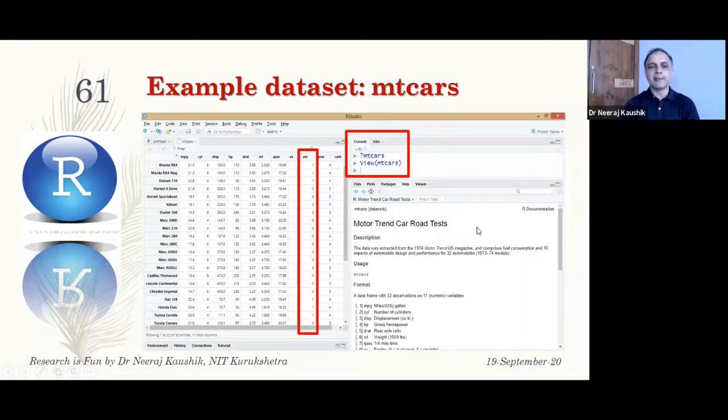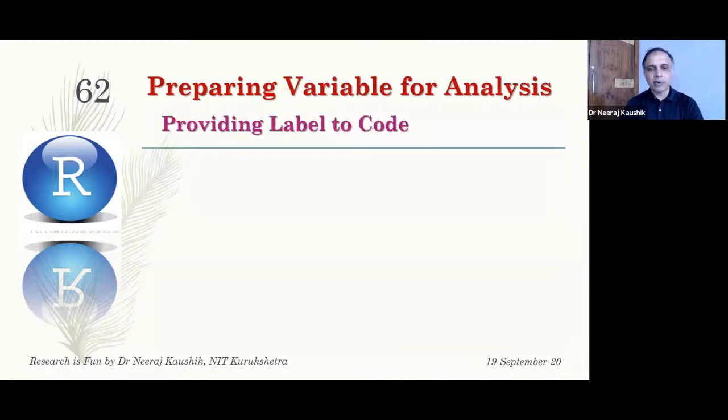I will work on this AM. Let me try to tell R how. This is called data preparation. Whenever you take any sort of data, the first thing is you tell the software what your codes mean. So here I will take AM and provide a label to the code.